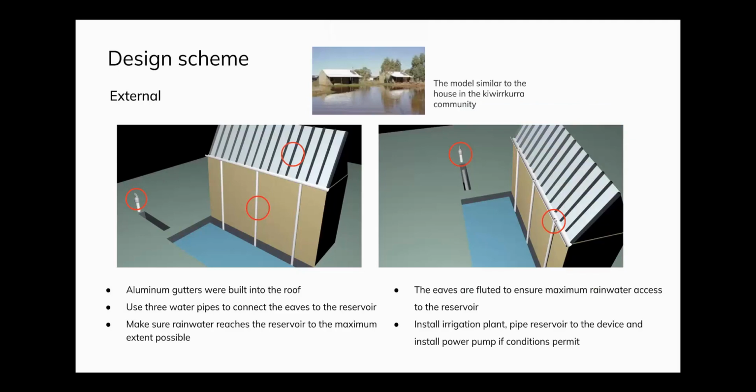Next is the model demonstration of my design scheme. First of all, it is the external reconstruction. I built a model similar to the buildings in the Kaviokura community and designed based on it. The roof is equipped with aluminum drainage ditches. The eaves are made into grooves, and water pipes are used to connect the eaves and the reservoir, which can maximize the rainwater going into the reservoir.